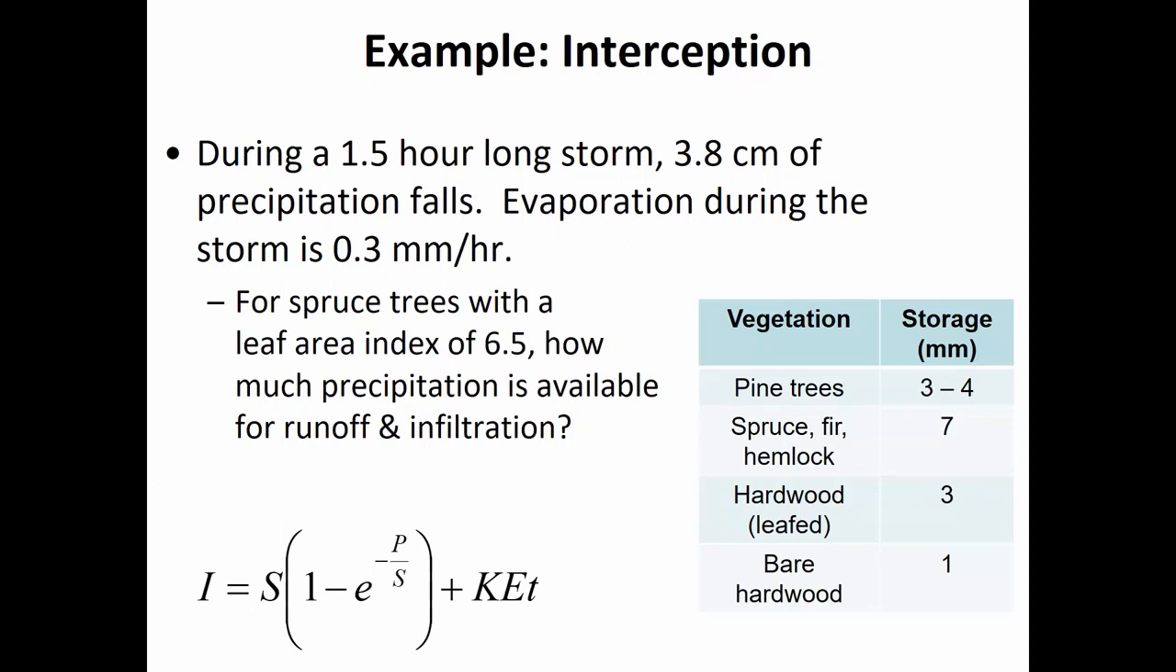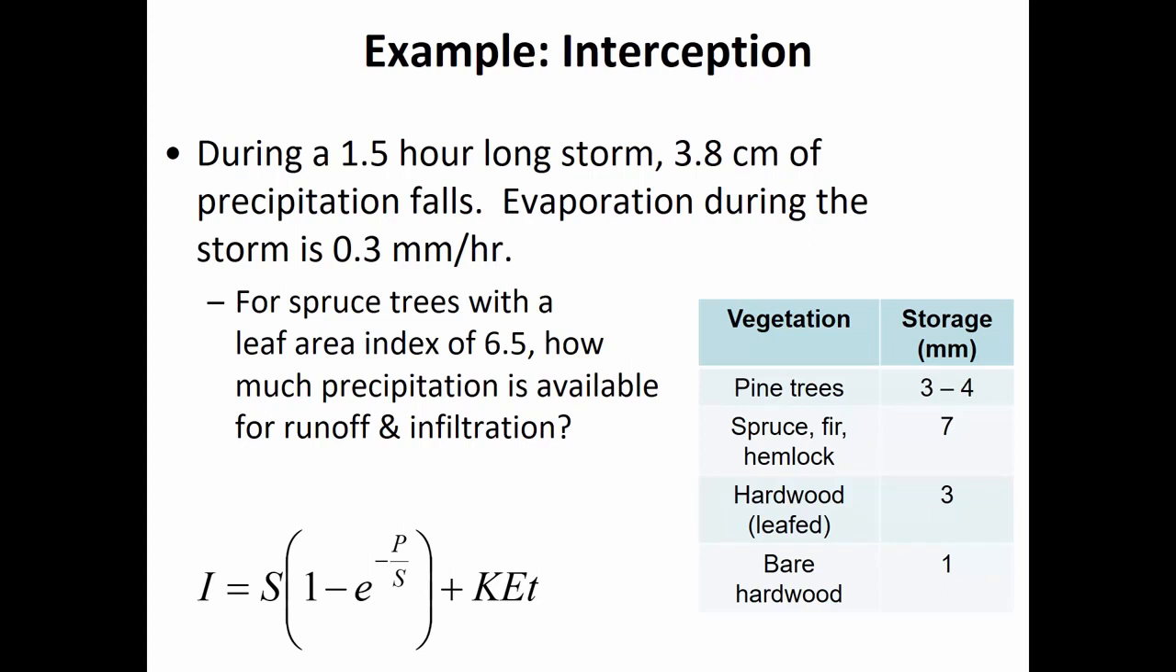So the time period in question is 1.5 hours. The precipitation quantity is 38 millimeters. The evaporation is 0.3 millimeters per hour. And then the leaf area index of 6.5. So the interception is going to be, first of all, the storage times 1 minus e to the minus P divided by S, plus K times E times T.